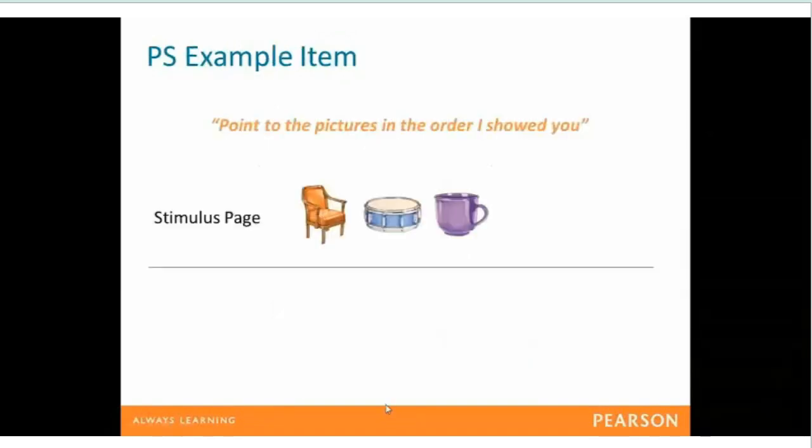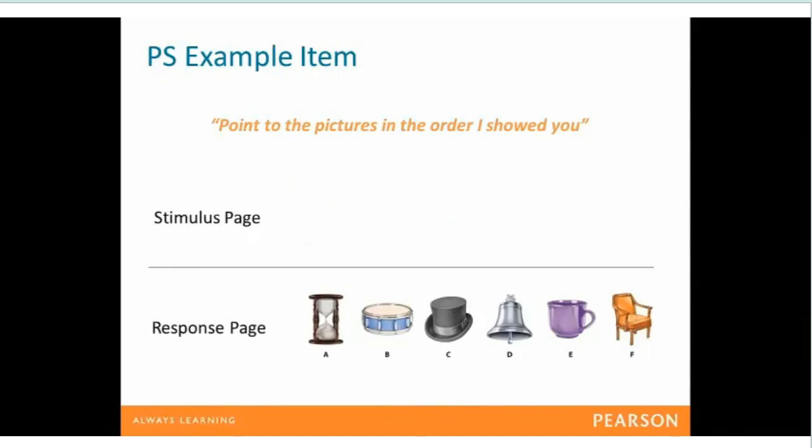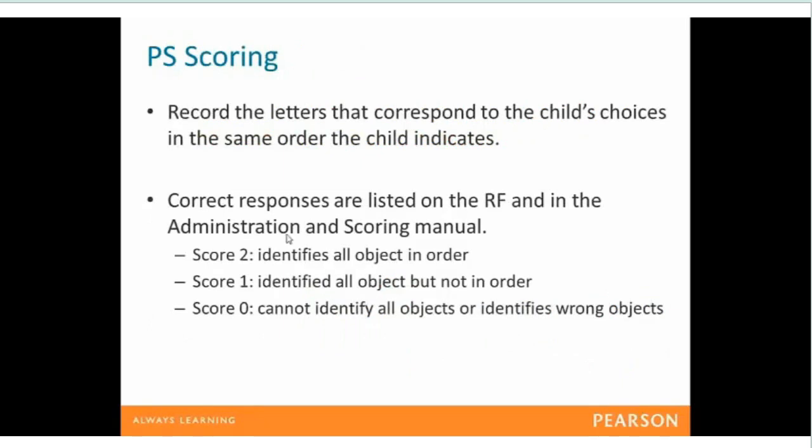So for example, the child would be looking at these particular items from left to right, and then you would ask them to point to the pictures in the order that I showed you. Hopefully they will remember the chair, then the drum, and then the cup. The scoring is 2 points for identifying all the correct objects in the correct order, 1 point for identifying all the correct objects but in a mixed-up order, and 0 if it's wrong.